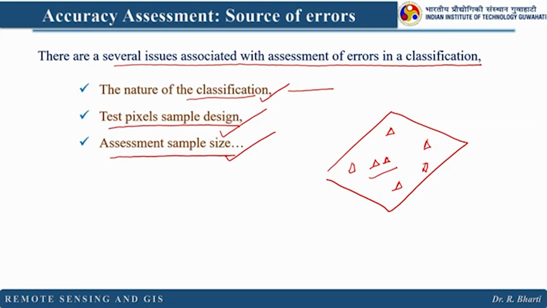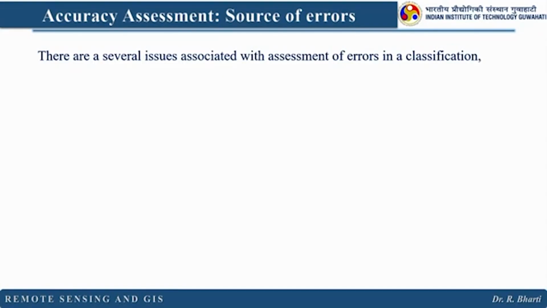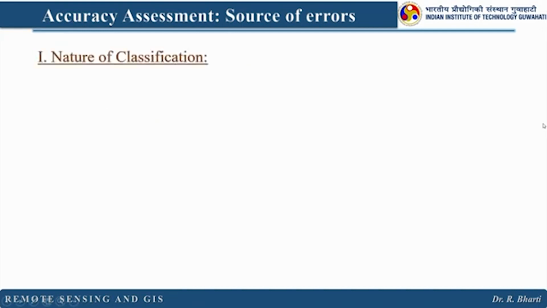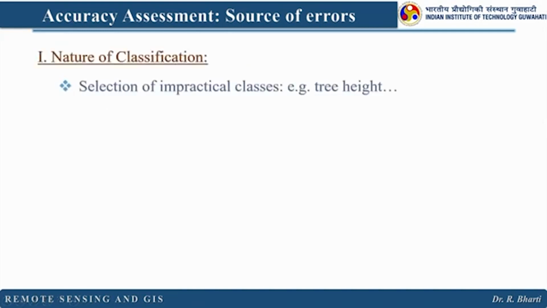So let us see how these sources of error are introduced in classification as well as in the assessment. There are several issues associated with the assessment of errors in classification. The first one is the nature of the classification, the second one is test pixel sample design, and the third one is assessment sample size. Let us see one by one how these are different from each other and what exactly they mean. So let us see the nature of classification.